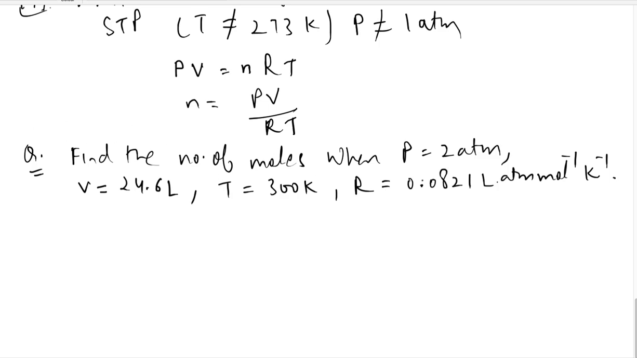Okay, so here we need to find the number of moles, but which formula are we going to use? We are going to use this formula while the pressure is not 1 atmosphere and the temperature is also not 273 Kelvin. Since these conditions are not STP, that is why we are going to use this formula.